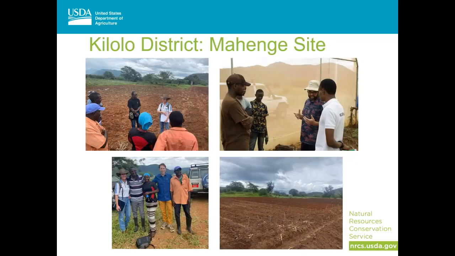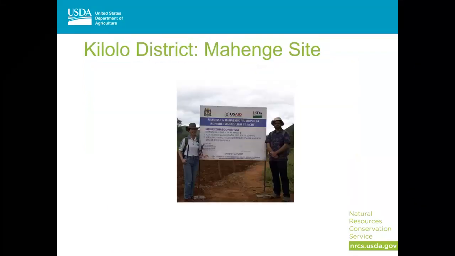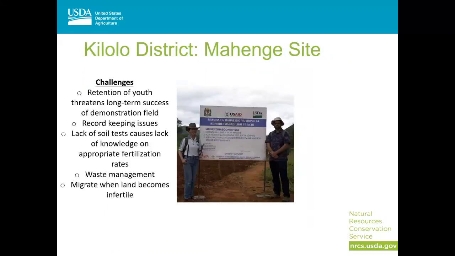So the next site that we went to was the Mahenge site. And at this site, we had a lot of time to brainstorm with the extension agent and farmers, which was fun. Some of the challenges that they were facing at this site was retention of youth, threatening the long-term success of this demonstration field. So I think they started off with a strong crew, and then a year went by and they dropped to like 20, and then a year went by and they dropped to about 5. So they're having a hard time with retention at the site.